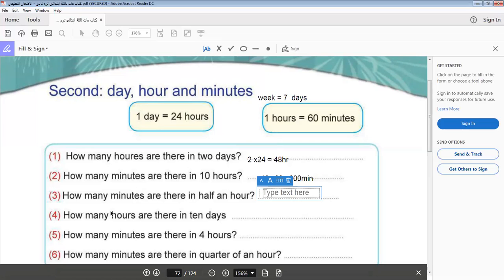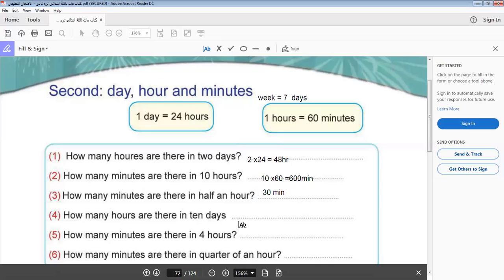Third one, how many minutes are there in half an hour? Half an hour. Okay, since the hour is 60, half of 60 is 30. And when we are reading the time or telling the time on an analog watch or digital watch, I say the half, the half is 30 minutes.